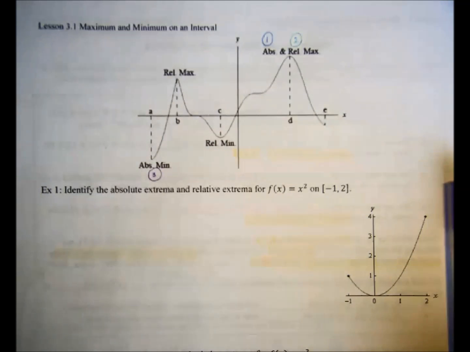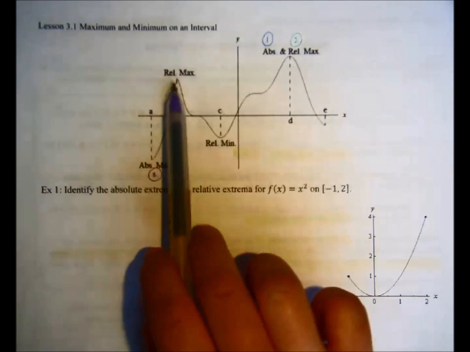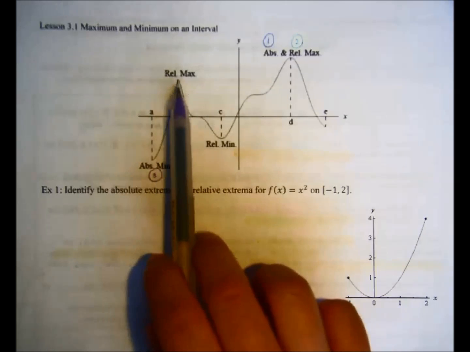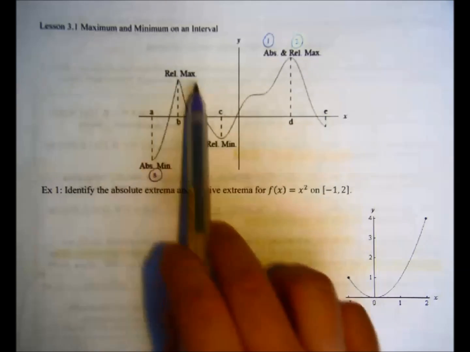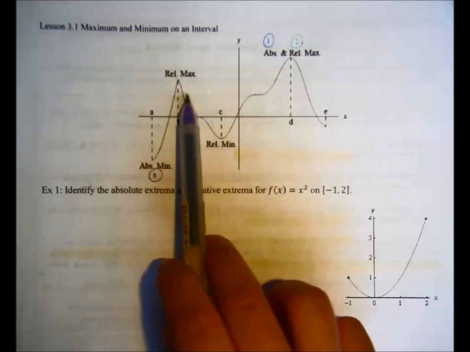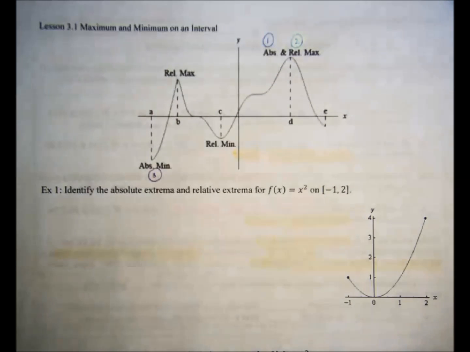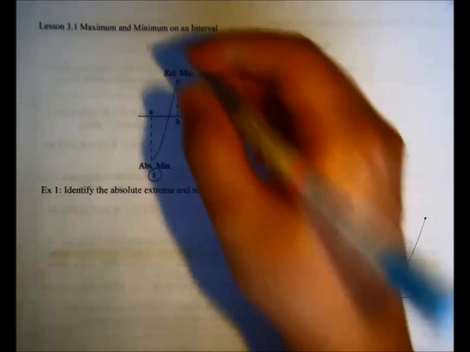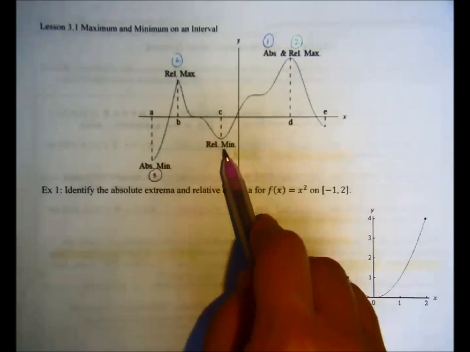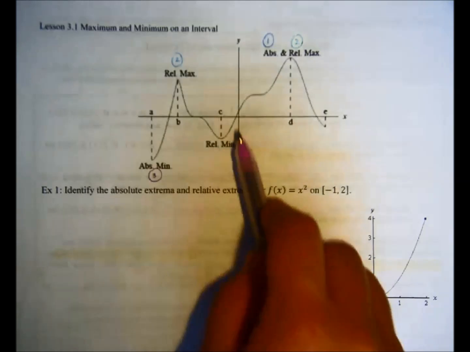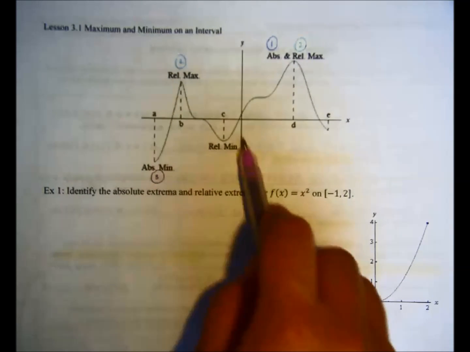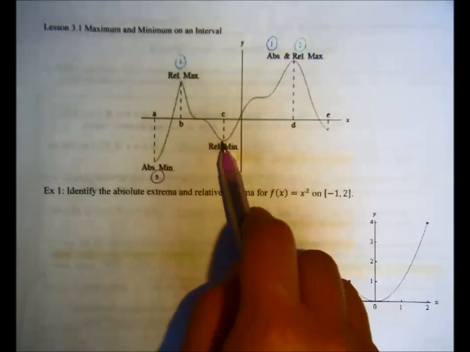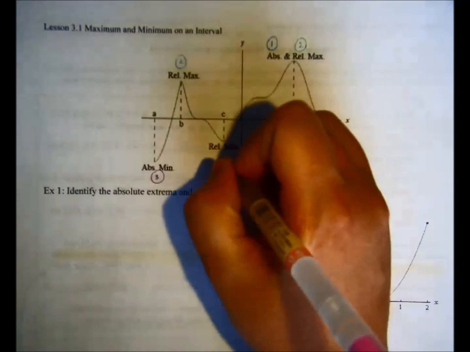And then you can see that we have other points here. This is the relative maximum as well, because right in this open interval around x equals b, the y value is at its highest. And then we have this point at x equals c, which is the relative minimum, because again, around this interval where x equals c is located, this y value is the lowest possible.